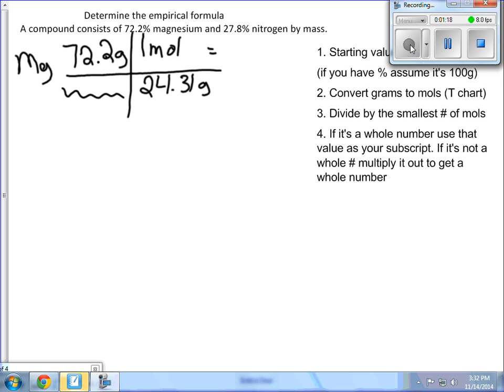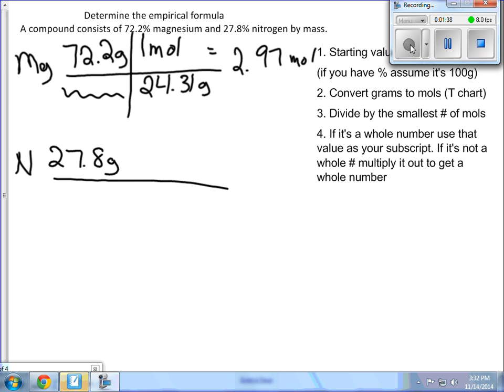So we put this in our calculators. We get 2.97 moles. Now we're going to do the same thing for nitrogen. We have 27.8%, so we're going to just assume that we have that many grams. So 27.8 grams of nitrogen. Again, we look on the periodic table for the mass of nitrogen, which is 14.01.